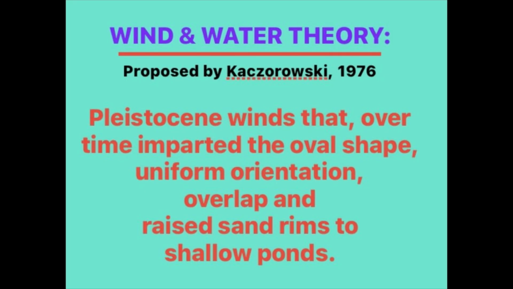The oldest and perhaps the most widely accepted idea about the origin of the Carolina Bays is that during the Pleistocene or Ice Age, which lasted from about 2.5 million years ago to 11,700 years ago, strong bimodal winds were blowing, and that just means that these winds would blow strongly from what is now the northwest, and then they would shift around and blow strongly from the southwest, and this was repeated over and over, eventually imparting the oval shape, uniform orientation, and raised sand rims of the Carolina Bays that we see today.